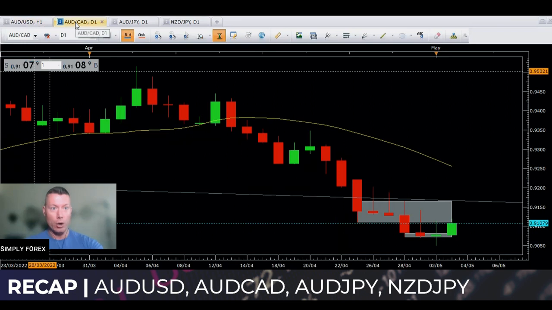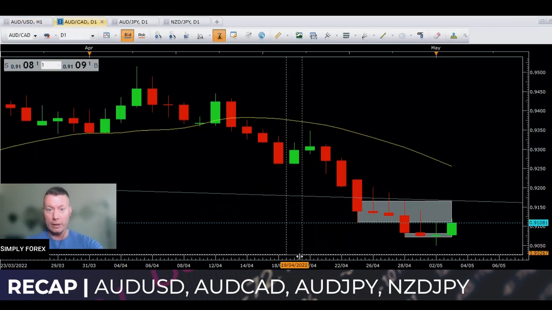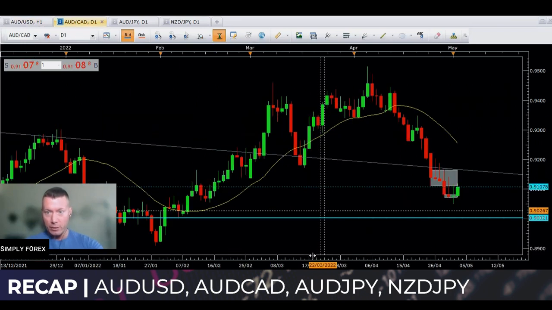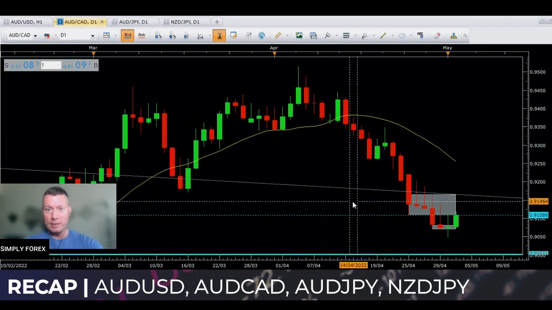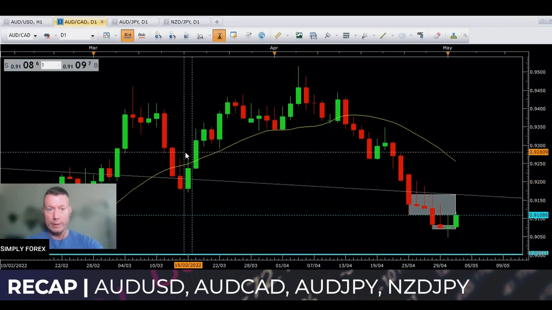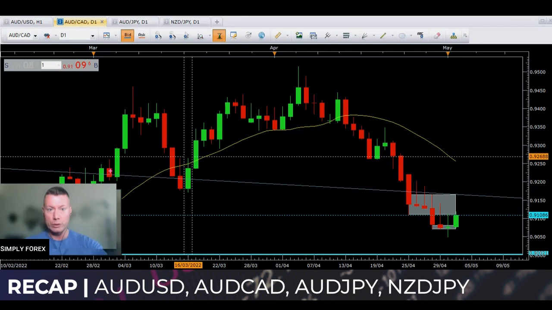This is the Aussie dollar against the Canadian dollar. So again, a similar scenario to the Aussie dollar US dollar. The reason we were shorting this was, as you can see, it was clearly in an uptrend. But then it started to break these lows here. So structure changed, it then carried on down.